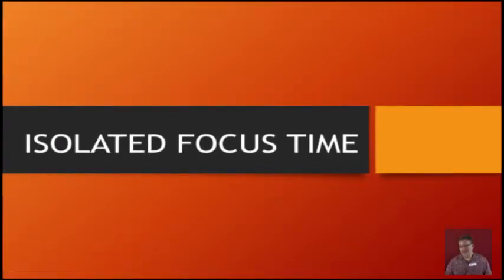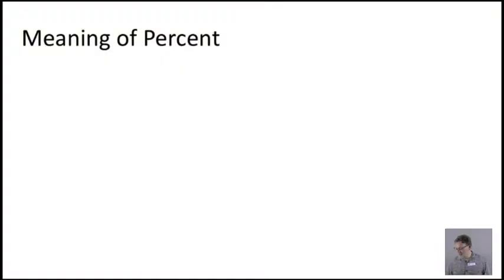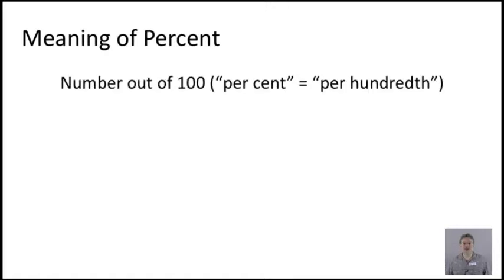Welcome back. Let's take a moment to describe actually what the meaning of percent is. As it turns out, it basically just means number out of 100. Percent comes from the same origin as dollars and cents. How many cents are there in a dollar? As it turns out, it's 100. And so when we say per cent, we're really almost literally saying per hundredth.